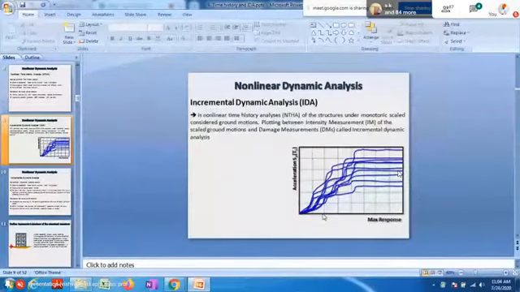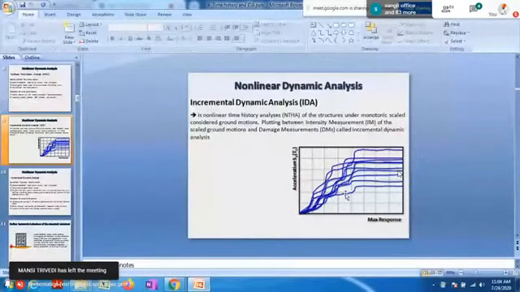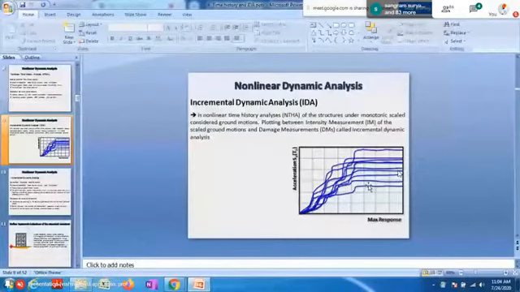Initially it behaves elastically, then there is a little bit of hardening behavior, then it softens, and afterwards the curve is flatter. It means the structure has collapsed. When the curve becomes horizontal, then stop the IDA analysis. So is one curve sufficient?